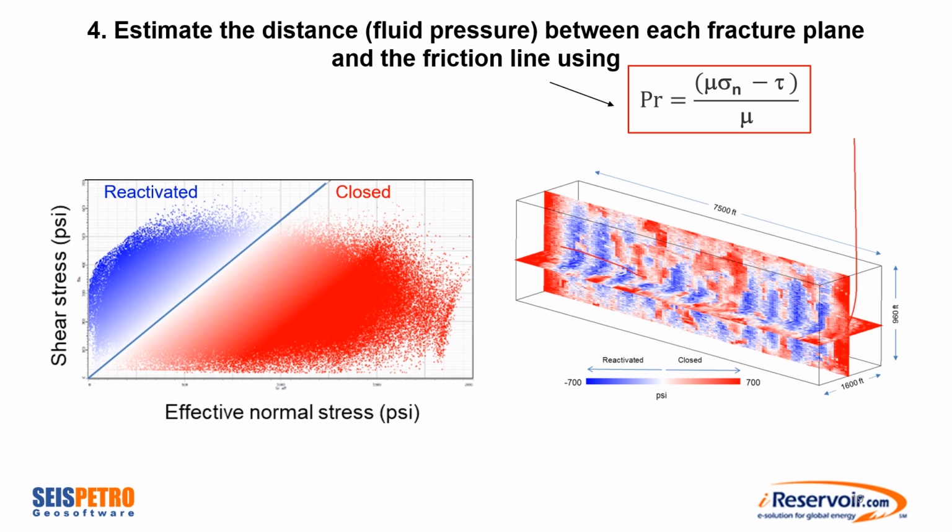When we plot the location of the different fractures, either reactivated or closed, in actual 3D space, what we see is a heterogeneous distribution that corresponds to the variability of natural fracture orientations that comes from seismic data.